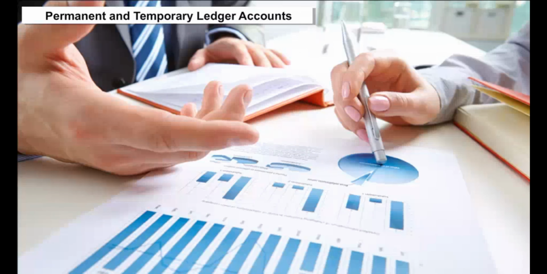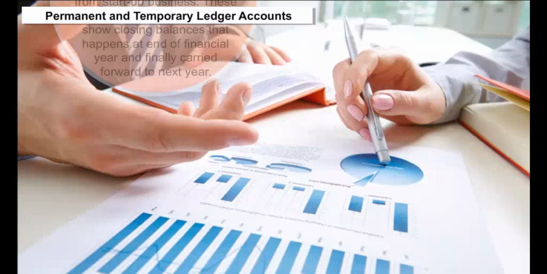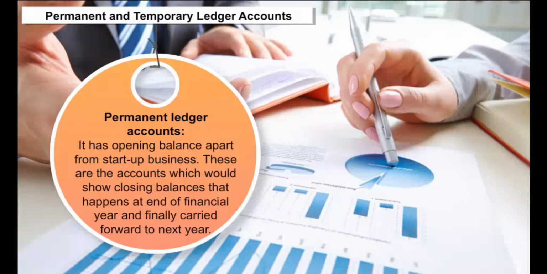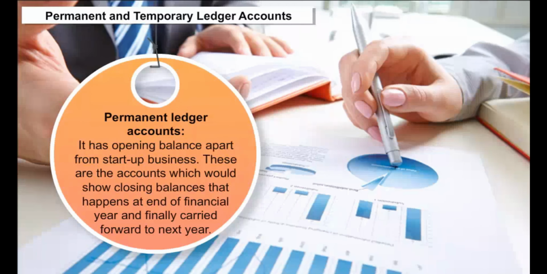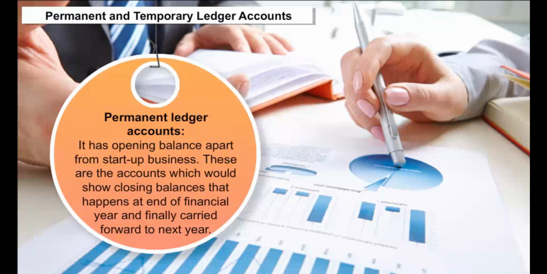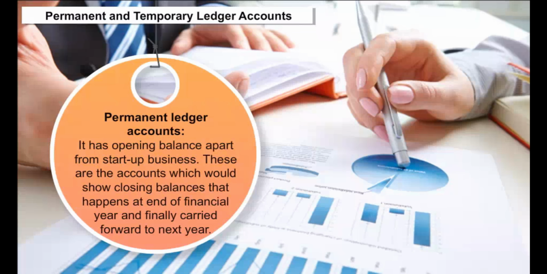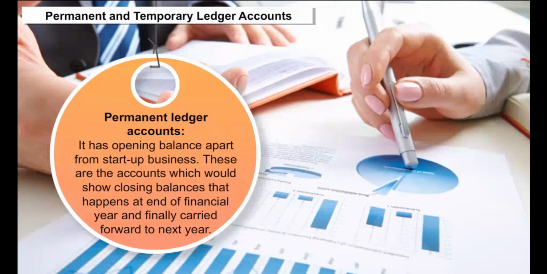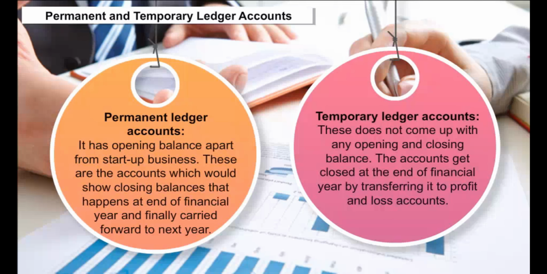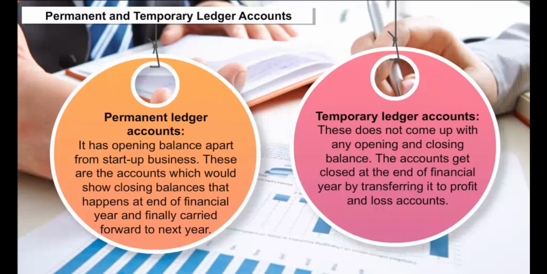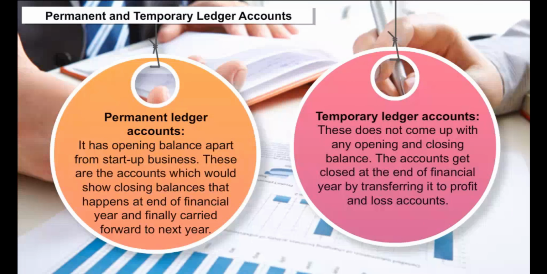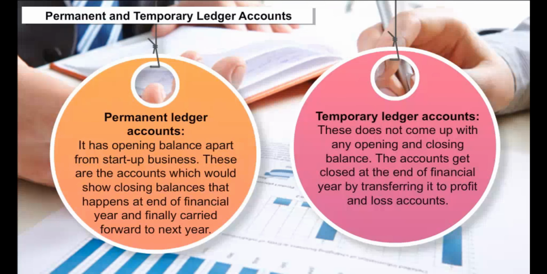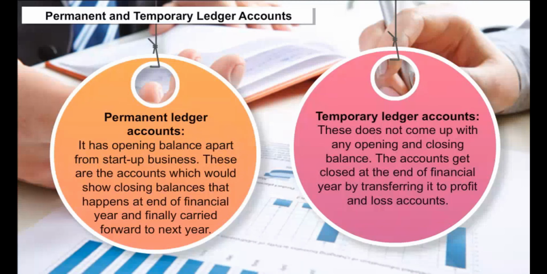The ledger accounts can also be classified as permanent ledger accounts. These have an opening balance, apart from in a startup business. These are the accounts which show closing balances at the end of the financial year, and these are finally carried forward to the next year. Temporary ledger accounts. These do not have any opening and closing balance. The accounts get closed at the end of the financial year by transferring them to the profit and loss account.